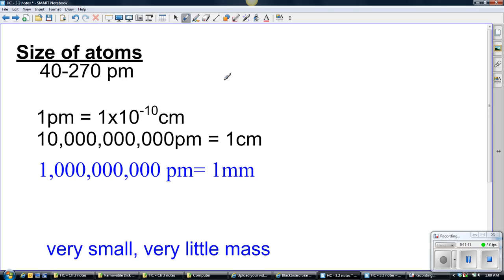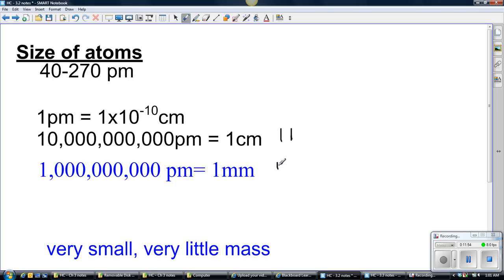All right, the last little thing we're going to talk about in this section is the size of atoms. The size of an atom of an element is very, very small, in the range of 40 picometers up to 270 picometers. Just to give you some perspective, 1 picometer is equal to 1 times 10 to the minus 10th centimeters. Another way to say that is, if we have 1 centimeter of space, there are actually 10 billion picometers in that space.